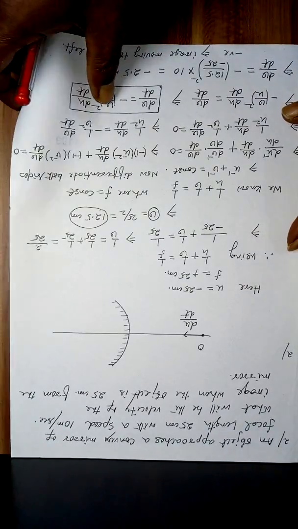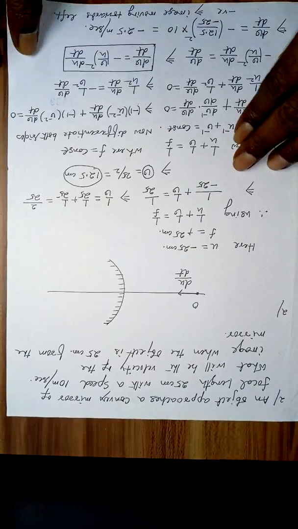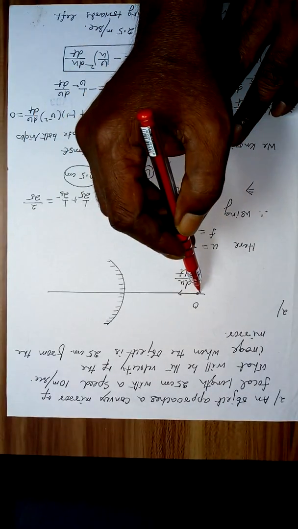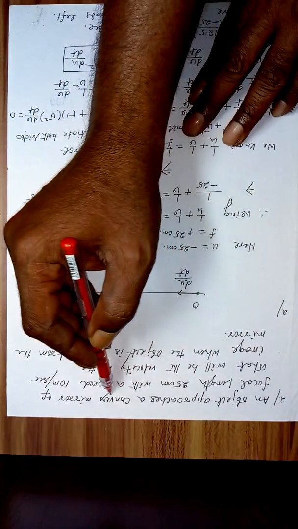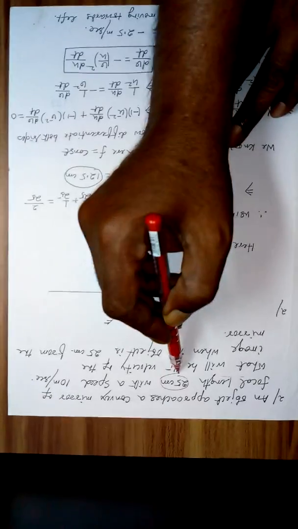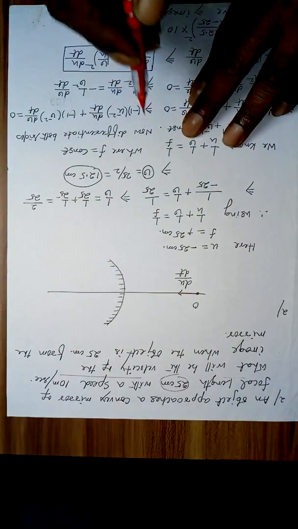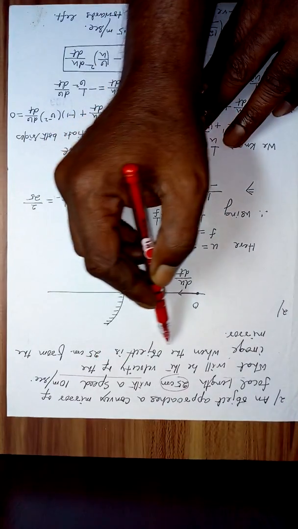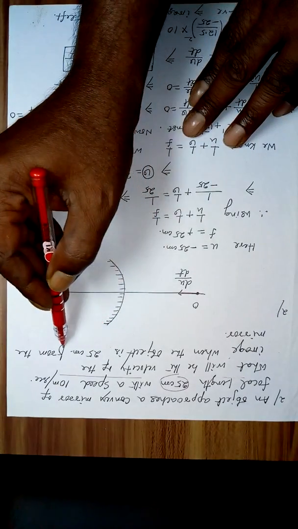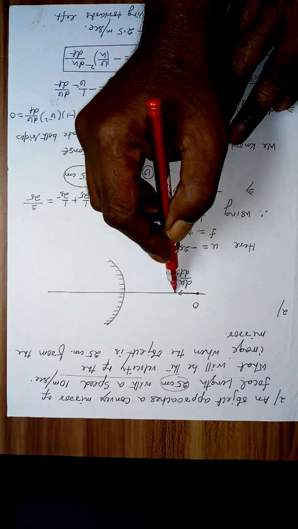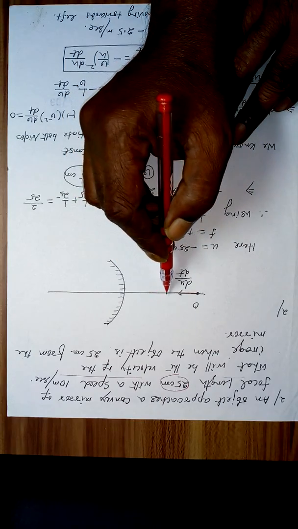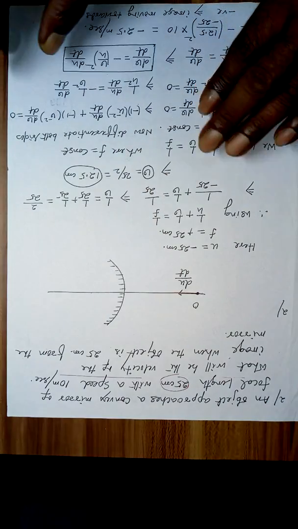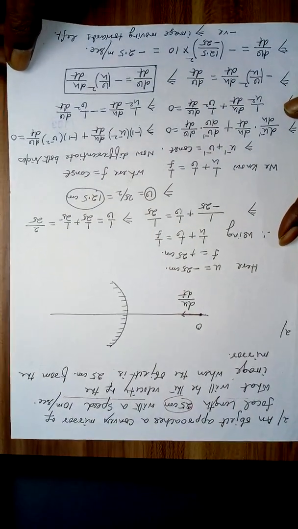Now the second important numerical. An object approaches a convex mirror. This is a convex mirror. An object is approaching a convex mirror of focal length 25 centimeter with a speed of 10 meter per second. This is approaching the mirror at 10 meter per second. What will be the velocity of the image when the object is 25 centimeter from the mirror? The object is moving. When the object is 25 centimeter from the mirror, at that situation, what will be the velocity of the image?